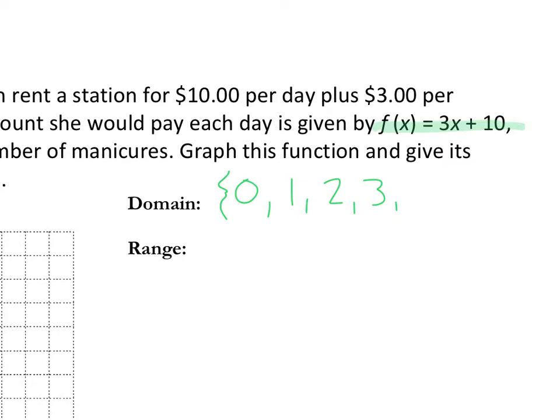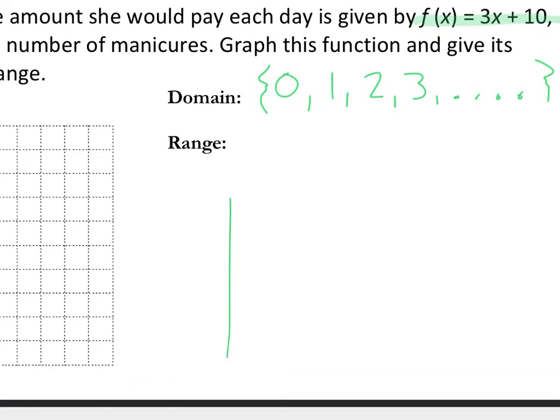But we wouldn't stop at 3. She could do more than 3 manicures in a day. So we'll just put ... because we don't know what that upper limit is. So let's talk about the range here, okay? Because we want to graph this eventually, let's make a little x and f of x chart, xy chart.